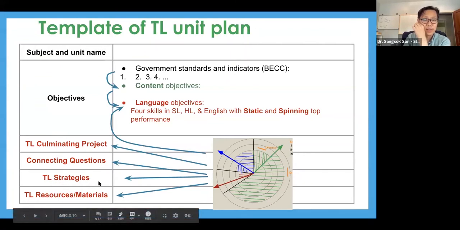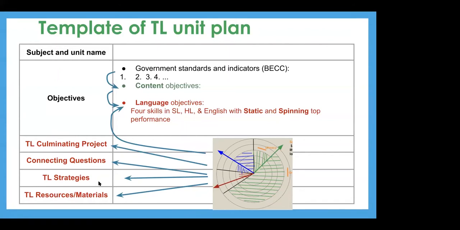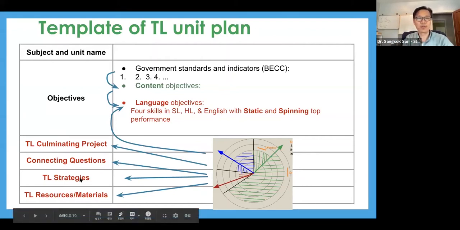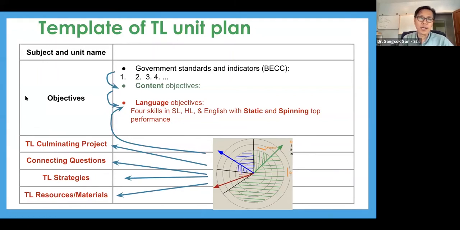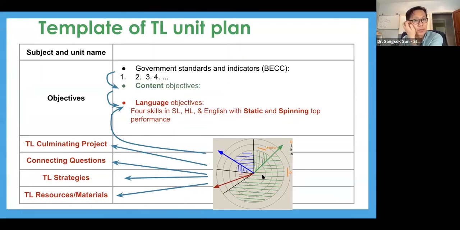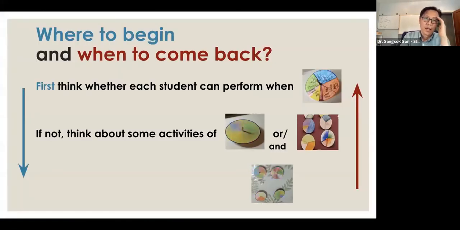The translanguaging strategies consist of four states of spinning types: static type alone, static type together, spinning type alone, spinning type together, and then translanguaging resources and materials. The teachers learned how to make this translanguaging unit plan during the second translanguaging workshop last month, and now they are making this unit plan for their semester. All these new ideas about translanguaging should reflect their translanguaging performance type. So from where the students are, the teacher sets the goals, plans the culminating project, the strategy, etc. Okay, the strategy.